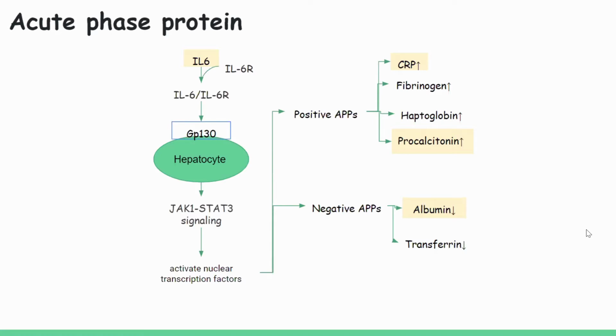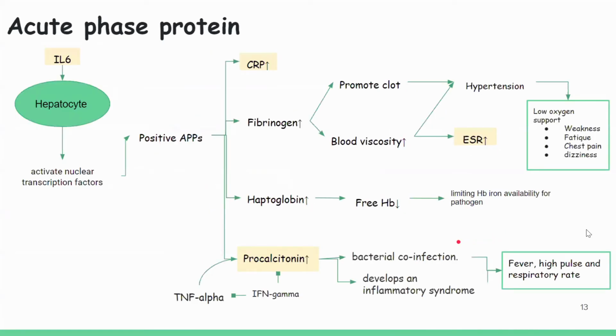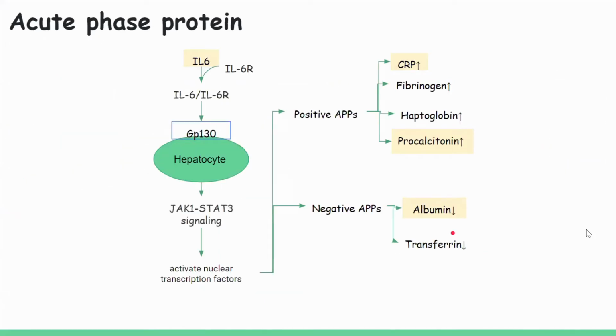Since COVID-19 can induce interleukin 6 production and cytokine storms, the increase in these pro-inflammatory cytokines, especially interleukin 6, can affect acute phase protein production in hepatocytes. The interleukin 6 receptor complex will bind to the GP130 on the hepatocytes, and signaling is initiated through activation of the intracellular signaling pathway in hepatocytes. This signaling pathway leads to activation of nuclear transcription factors, consequently increasing production of positive acute phase proteins and decreasing production of negative acute phase proteins.